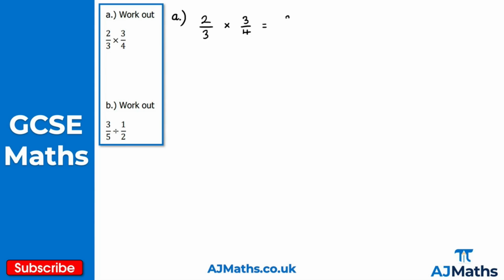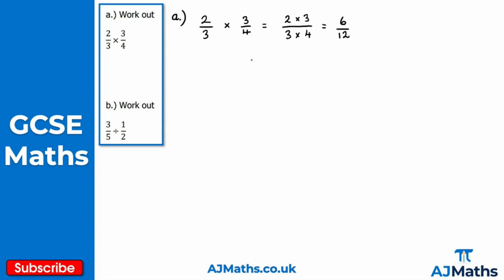I'm going to get 2 times 3 here for my new numerator. Then for my new denominator here, we just repeat that process. So it's going to be 3 times 4. Okay. So let's evaluate the numerator first. So 2 times 3, that would give us 6. 3 times 4, that would give us 12. We get 6 over 12, and we can leave our answer like that.